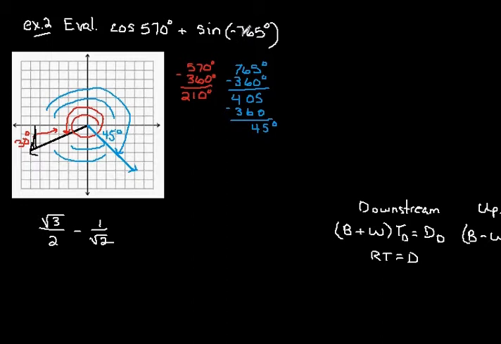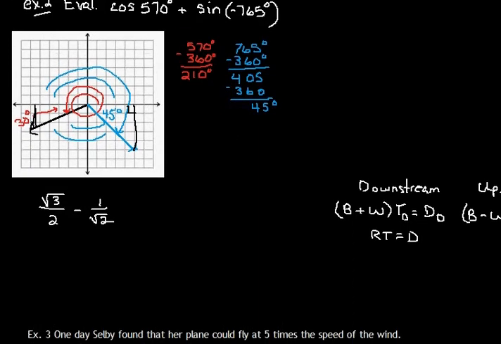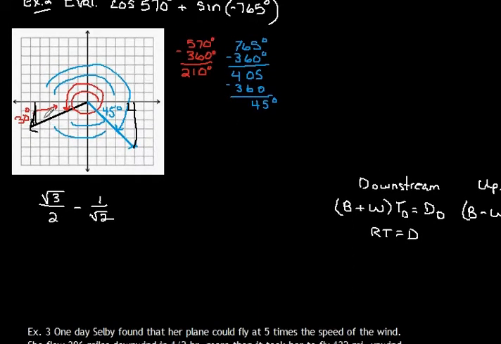And then my negative 765. Well, here I'm going to start from here because it's negative. I'm going to go around once, I'm going to go around twice, and what I have left is 45. So this is our 45 degree angle, and then we would construct our right triangle from it. And if this is 30 degrees and we want the cosine, it's going to be adjacent, which is going to be negative, over hypotenuse. And hopefully I got that one right there.